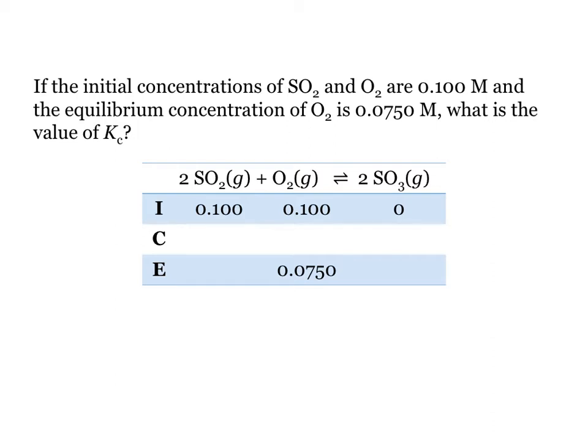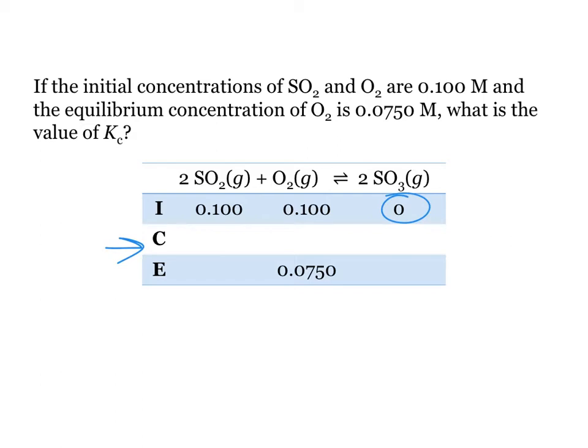The concentrations of sulfur dioxide and oxygen are both 0.100 molar, but the problem doesn't say anything about the initial concentration of sulfur trioxide, so it's safe to assume this value is 0 initially. We're also told that the equilibrium concentration of oxygen is 0.0750 molar.